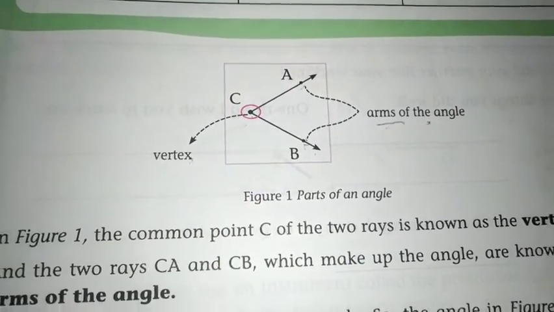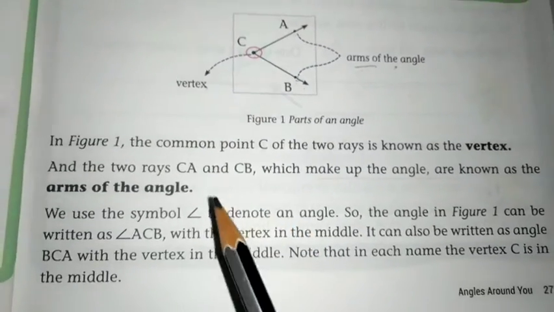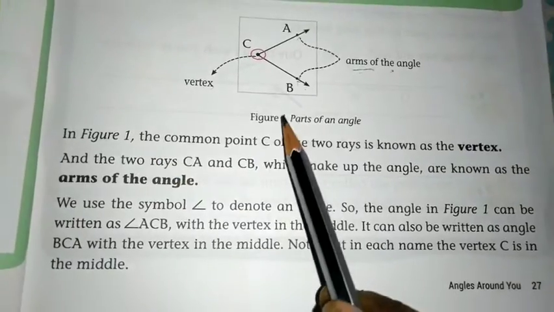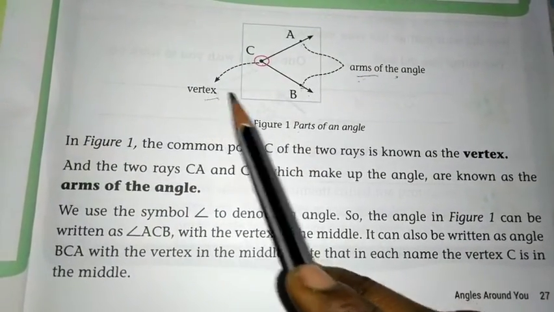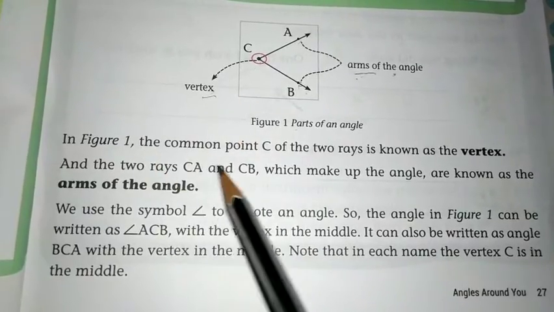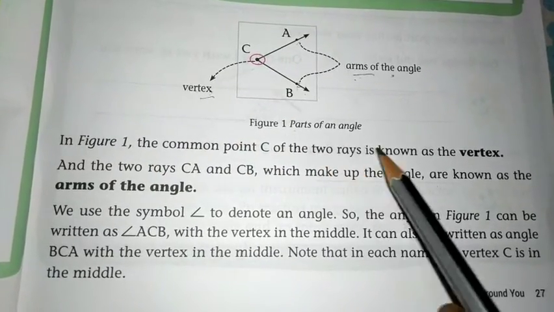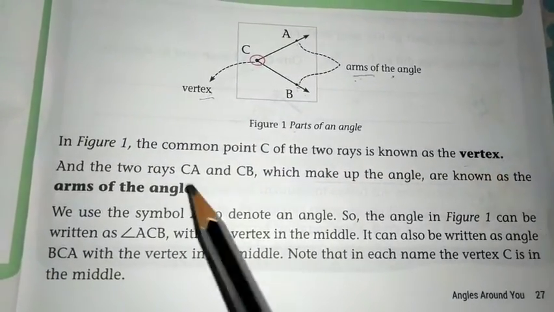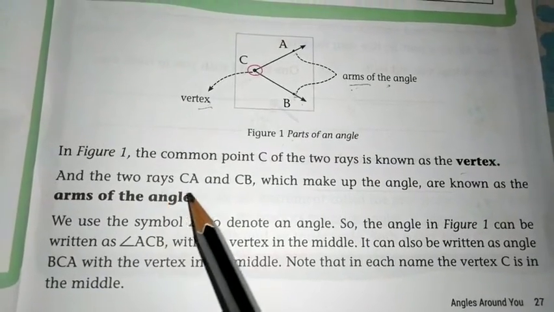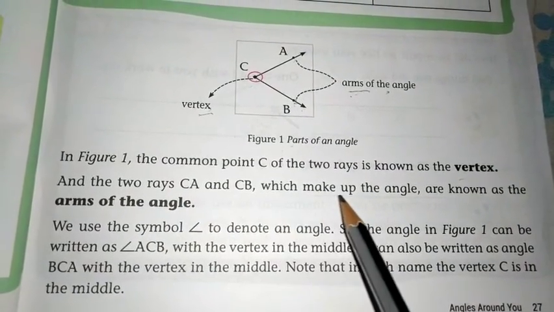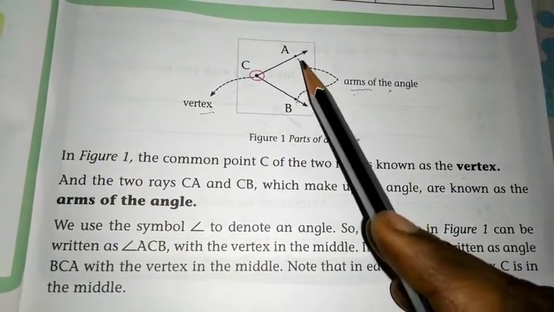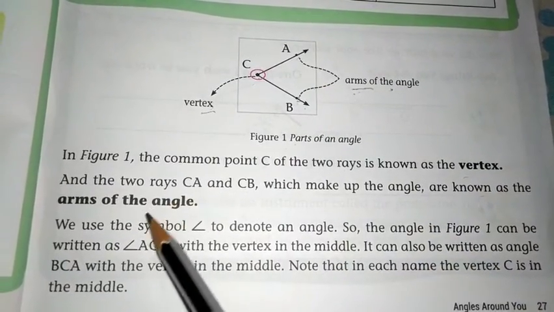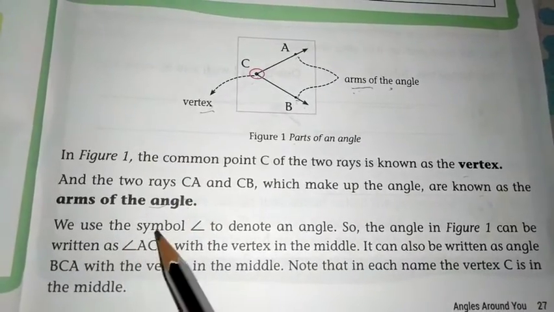How do you call it as the common point? The common point is called vertex. And the 2 points which are placed on the rays are called arms of the rays, which is given below. Look at the 2 lines below the figure. Common point C of the two rays is known as vertex, and the two rays CA and CB, which make up the angle, are known as arms of the angle.